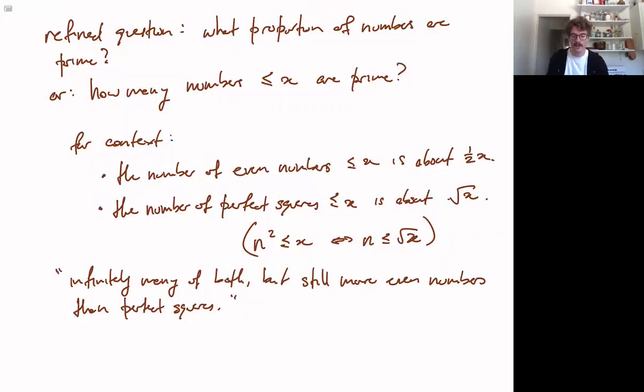So this is in contrast to the cardinality sense. The cardinality of even numbers is equal to the cardinality of perfect squares. They have the same cardinality. But in this more refined sense of how frequently do they occur in the integers, there are more even numbers.